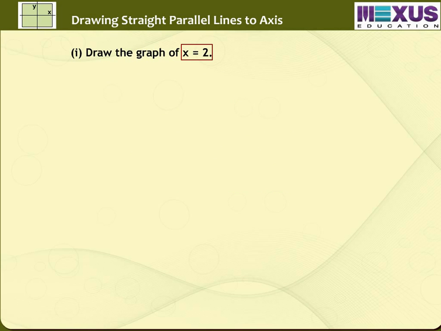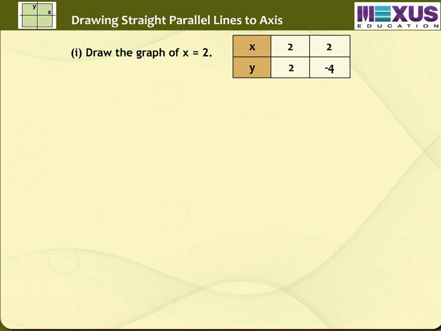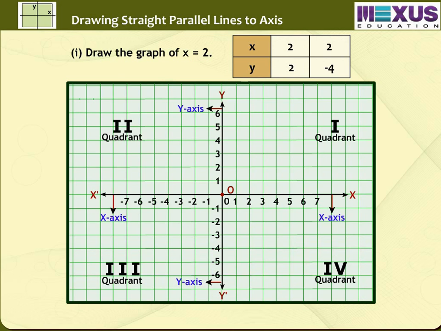1. The equation x is equal to 2 means whatever may be the y-coordinate, the x-coordinate is always 2. Thus, we have a table with different values of x and y. Let's plot it. Plot the first point as A (2, 2) and the other as B (2, -4). Now join these points and extend this line on both sides. Thus we obtain a line parallel to the y-axis, and this line is also called the graph of x is equal to 2.